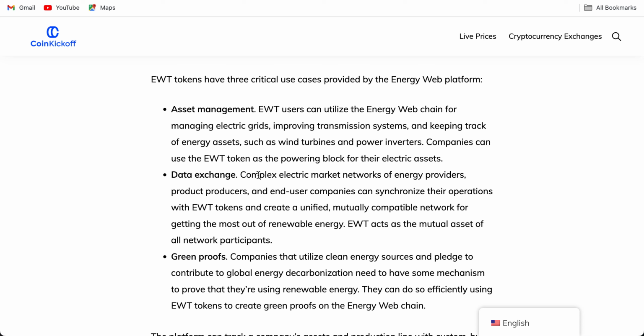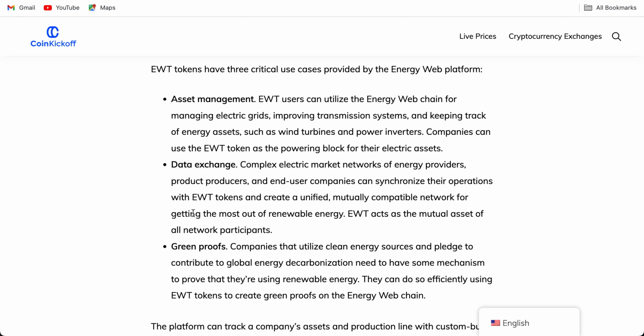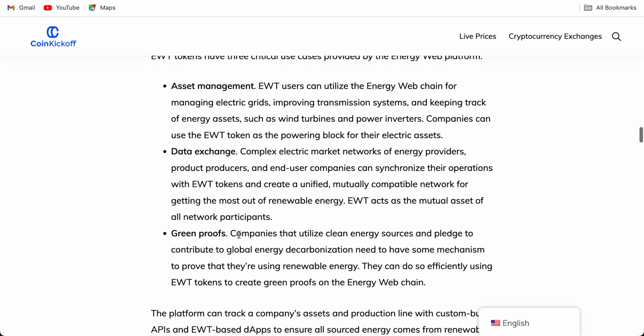Data exchange, complex electric market networks of energy providers, product producers, and end user companies can synchronize their operations with EWT tokens and create a unified, mutually compatible network for getting the most out of renewable energy. EWT acts as the mutual asset of all network participants.